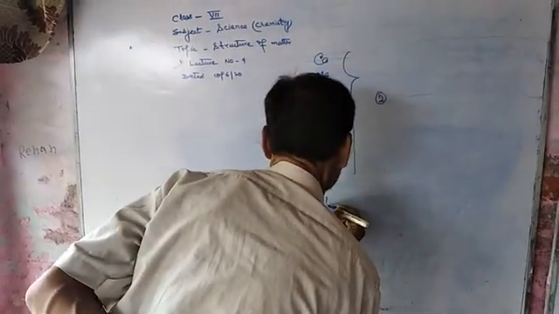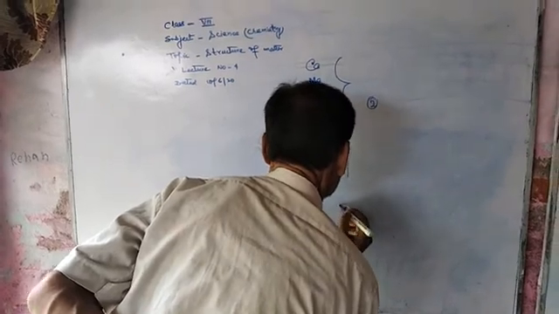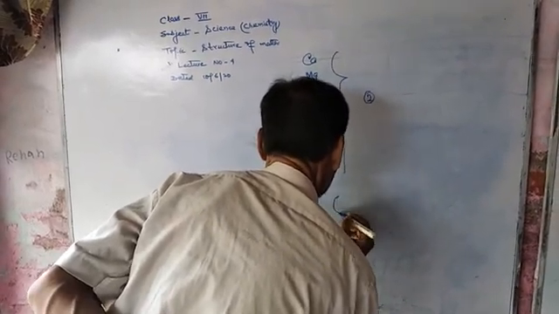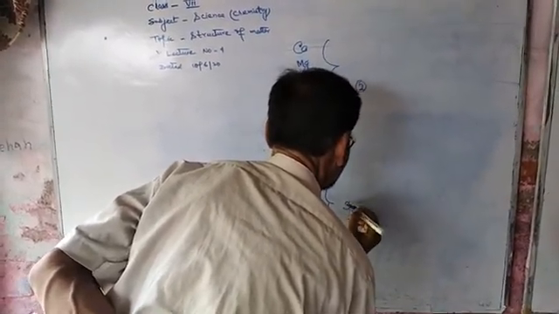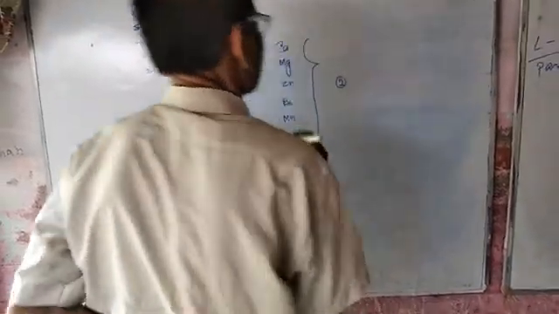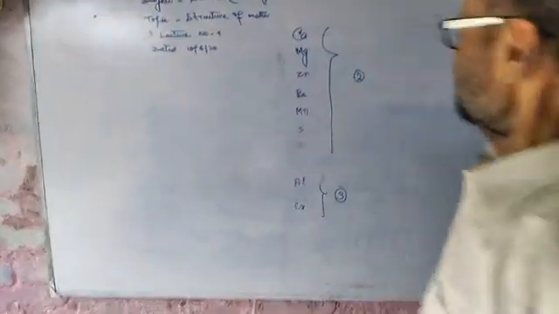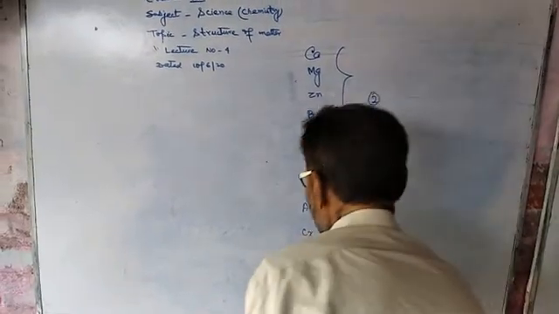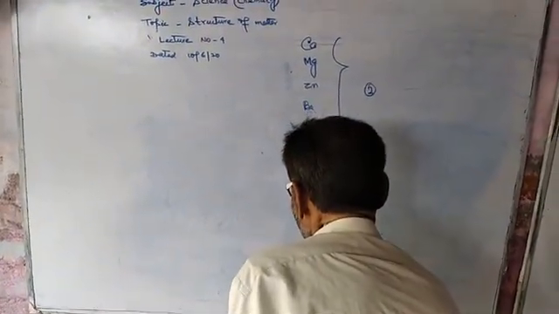Aluminium, chromium has three. Its valency is 3, as well as nitrogen and phosphorus also.